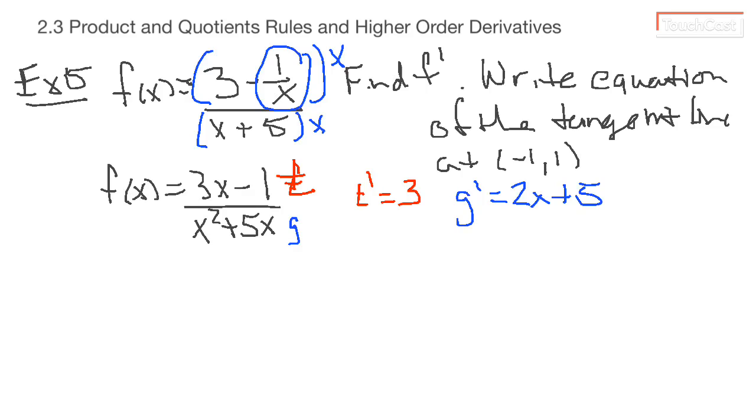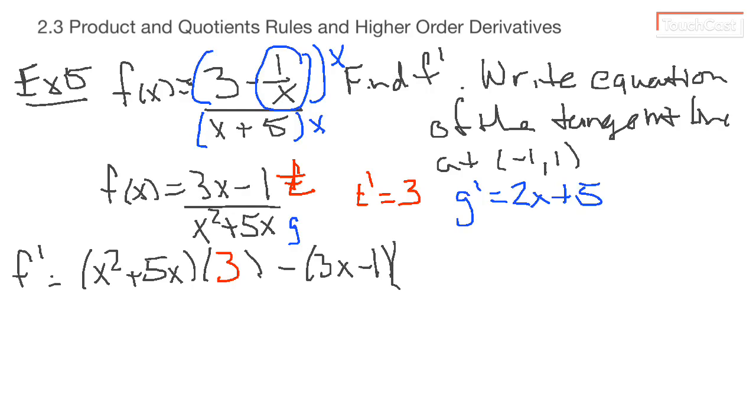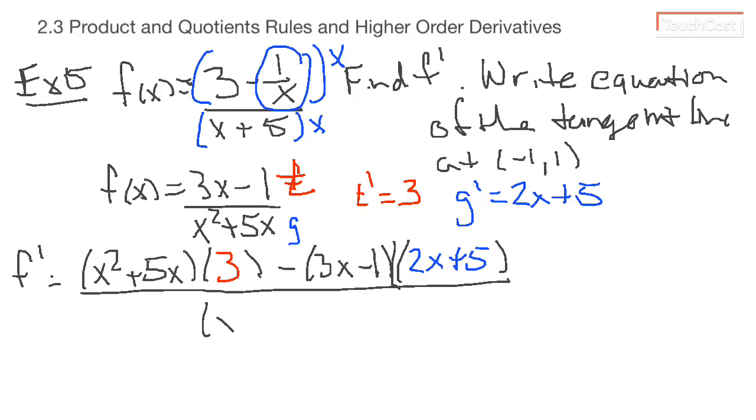Now we use our quotient rule. So we're going to take g, our denominator, so f prime is going to equal x squared plus 5x times the derivative of our numerator, 3, minus our original numerator, 3x minus 1, times the derivative of our original denominator, 2x plus 5, and that is all over our denominator, x squared plus 5x, squared.